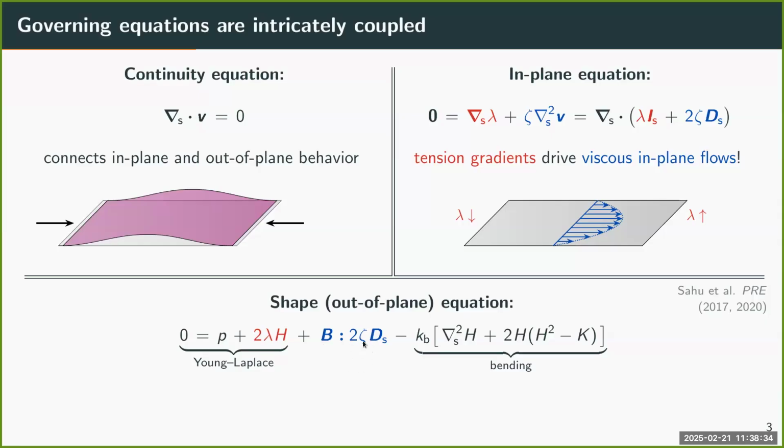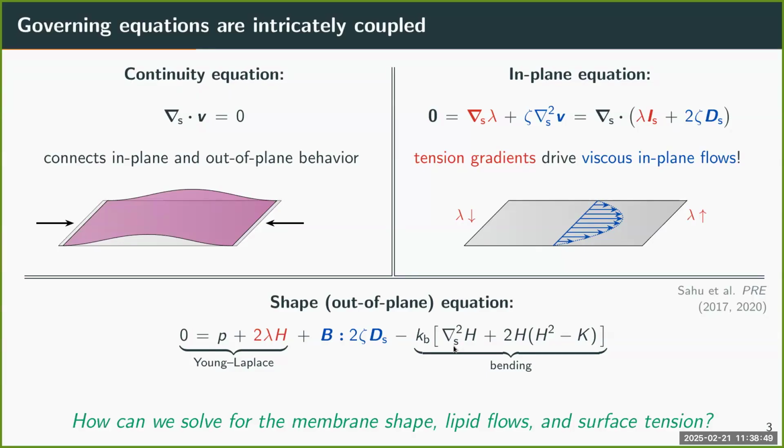And we also see this coupling, or this contraction, with the in-plane fluid stresses that we saw in the in-plane equations. And so throughout all of these equations, there's this coupling between the local mass balance, the in-plane lipid flows, as well as the elastic membrane bending. So we want to be able to solve for the membrane shape and how the lipids are flowing and how the surface tension is evolving over time.